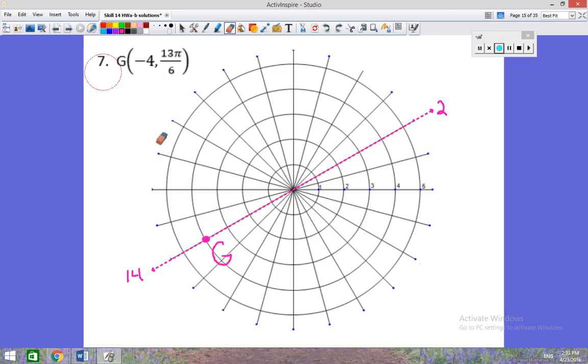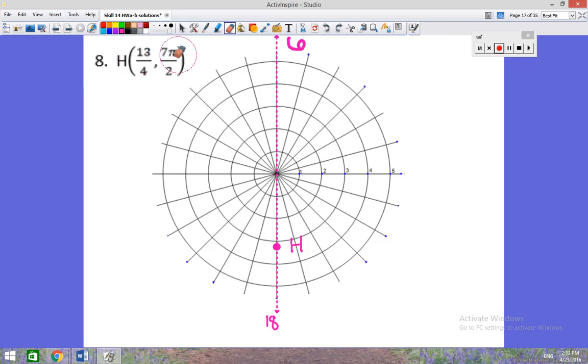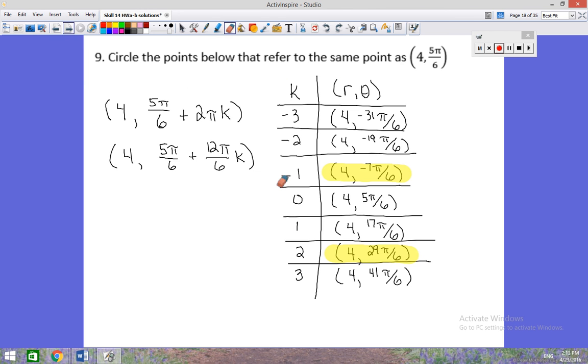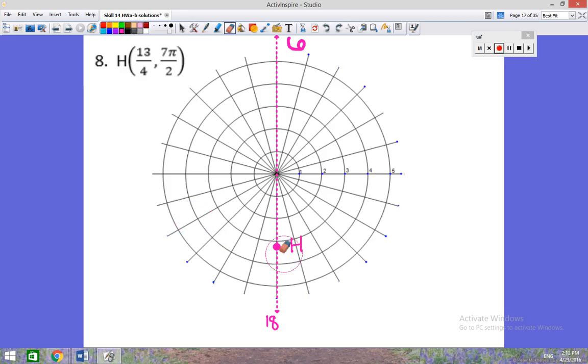Alright, so this in number 7, this is where I labeled G. 7 pi over 2 is bigger than 2 pi, so I found a coterminal angle between 0 and 2 pi, rewrote it with a denominator of 12, counted around to 6. Well, again, 7 pi over 2, you know that that's going to lie on the y-axis, but I wrote it in the denominator 12, 18. So there was 6, and 6 plus 12, 18.